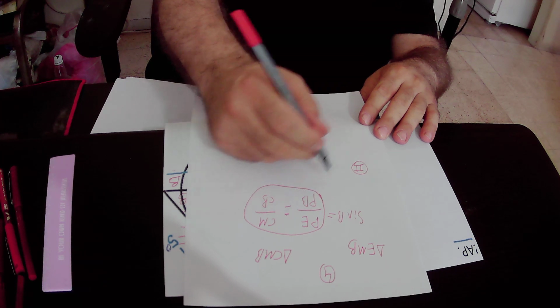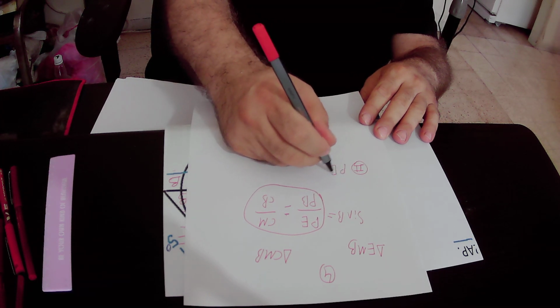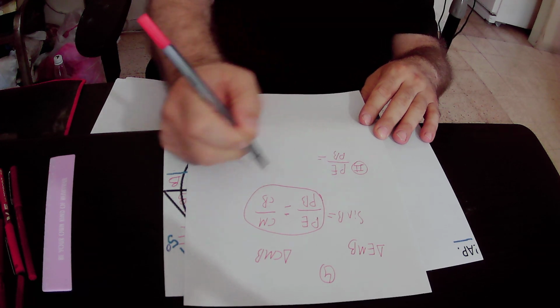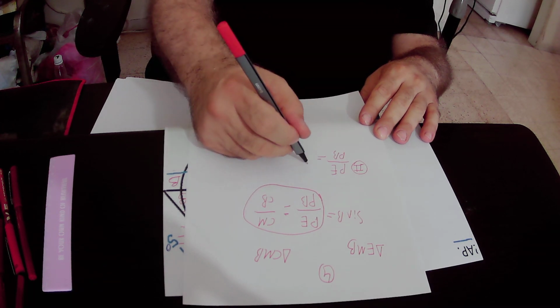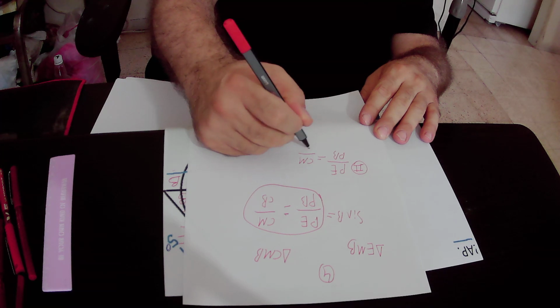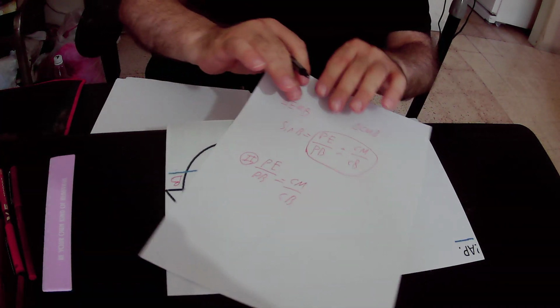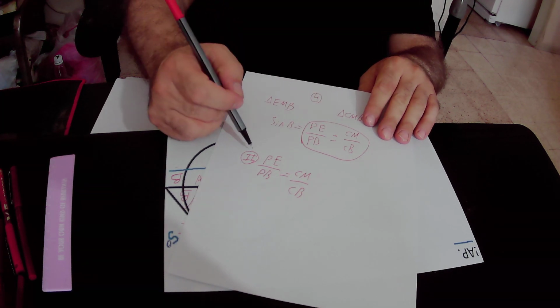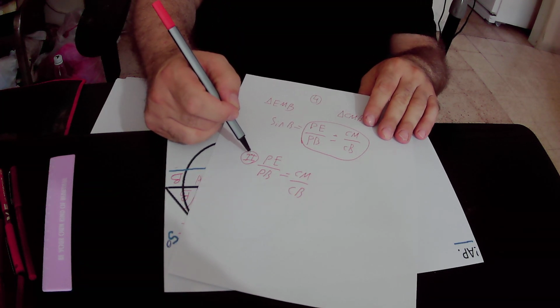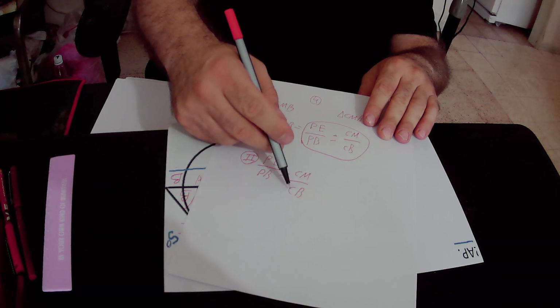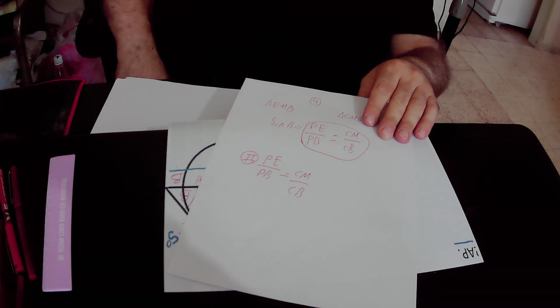So PE over PB equals CM over CB. Okay, I copied this equality and called it the second equation: PE over PB equals CM over CB.